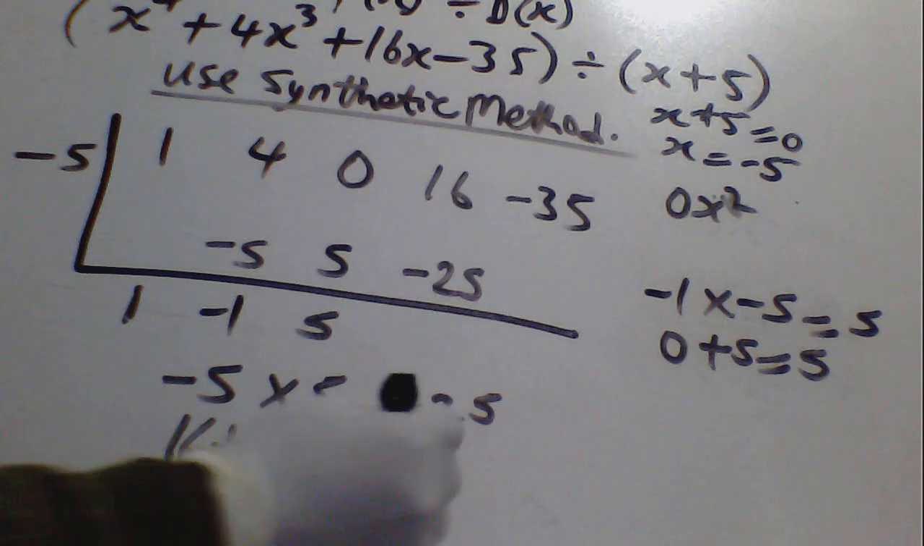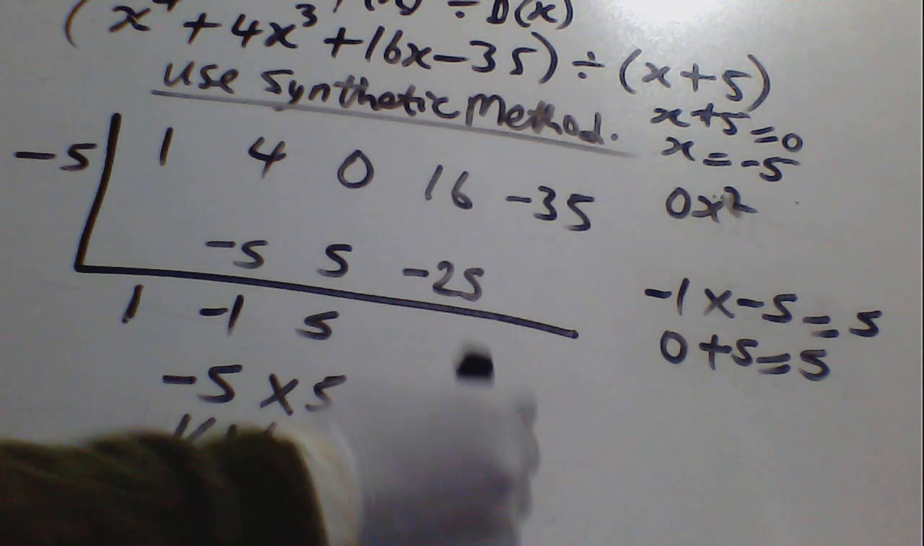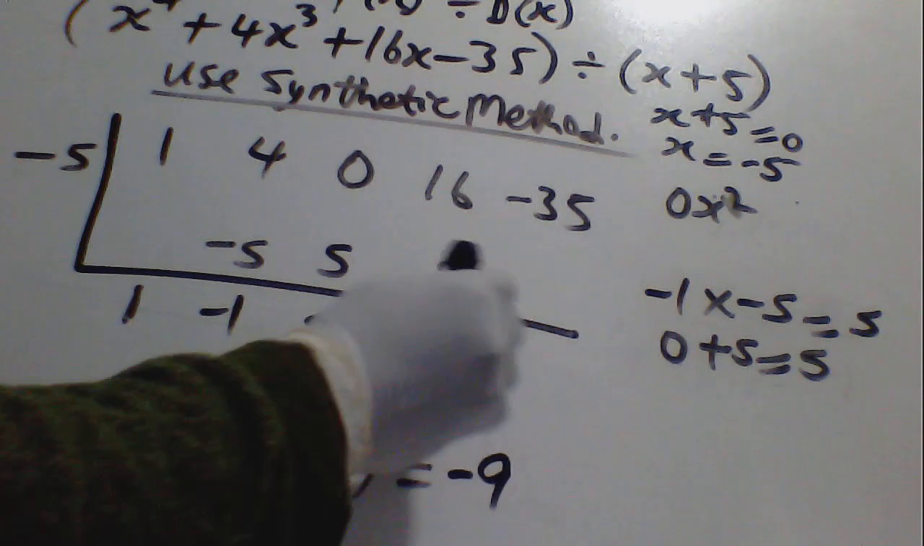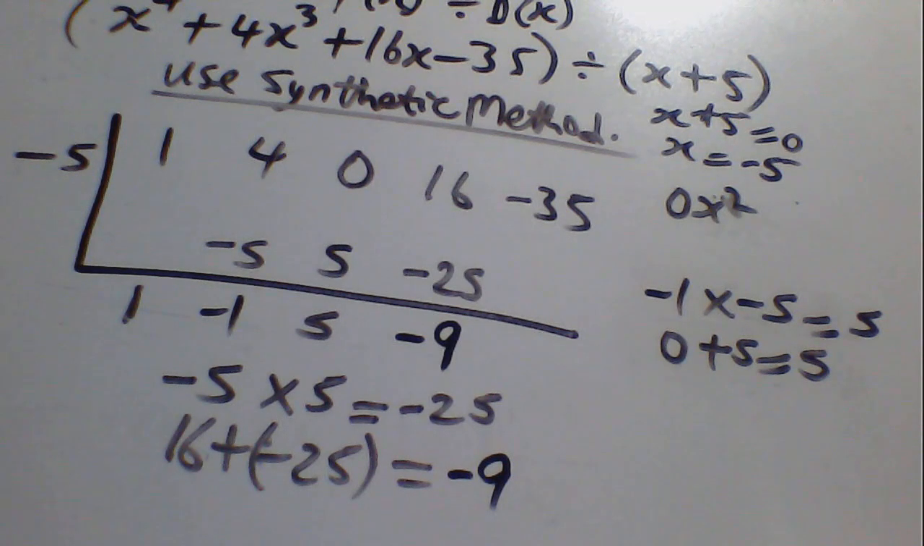16 plus minus 25 is what? Plus minus is the same as minus, so 16 minus 25 will give us what? That will give us minus 9. So you write minus 9 here. You have to perform the operation again.